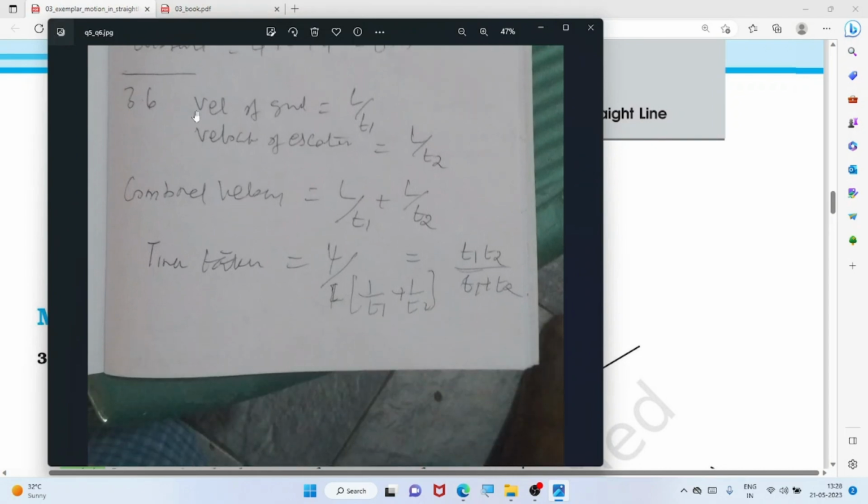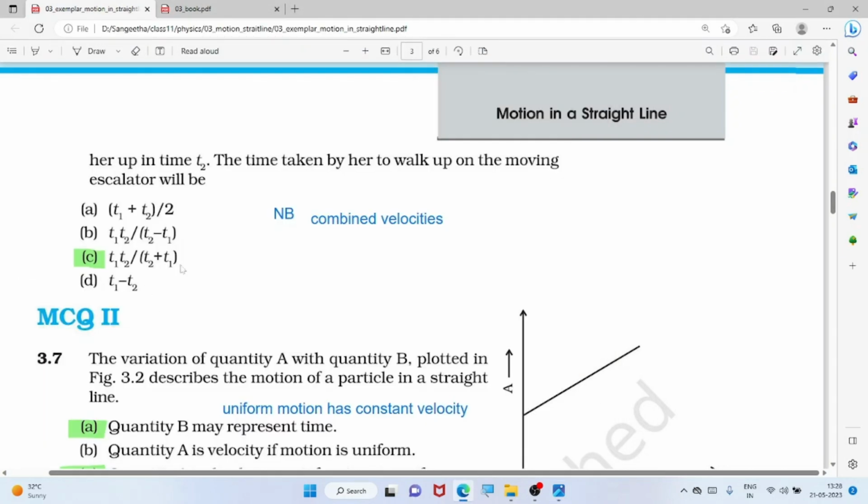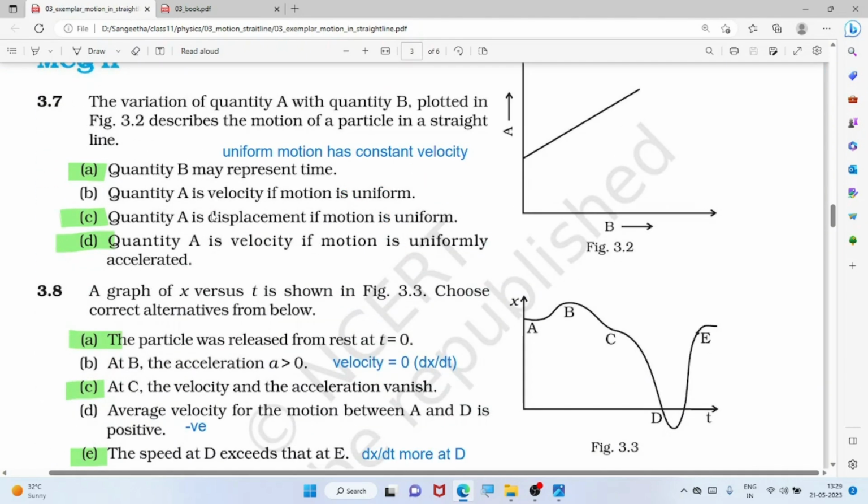See, the girl walks in time t1, and that is the length of the escalator, L. L divided by t1 will give the velocity of the girl when she walks on the stationary escalator, and L divided by t2 is the velocity of the escalator. So when the escalator is moving and she is also walking, the total length divided by the combined velocity will give the time. So after that you will get t1 t2 divided by t1 plus t2. Okay, this is the answer, the time taken when the escalator is moving and she is also walking.